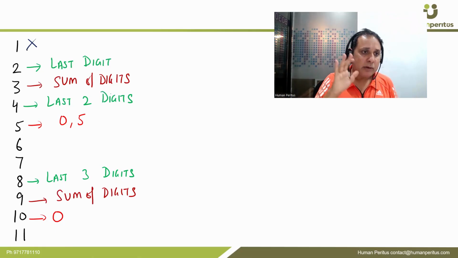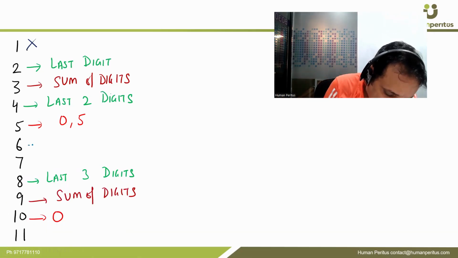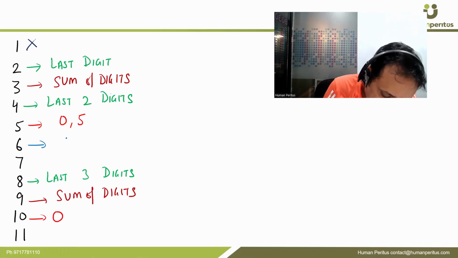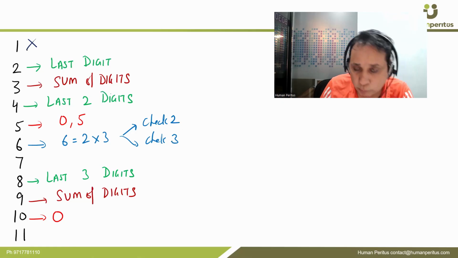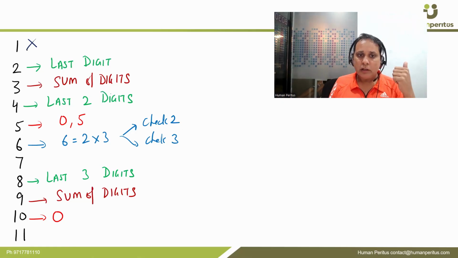Okay. So guys, we have done 1, 2, 3, 4, 5, 8, 9, 10. Now what about 6? If you want to check divisibility of 6, what do we do? 6 is nothing but a multiple of 2 into 3. So I will check for 2 and then I'll also check for 3, which I have already learned. Okay. 6, I'll check for 2, check for 3.